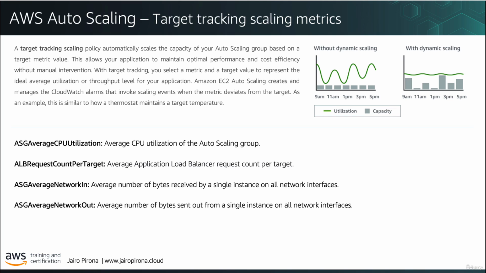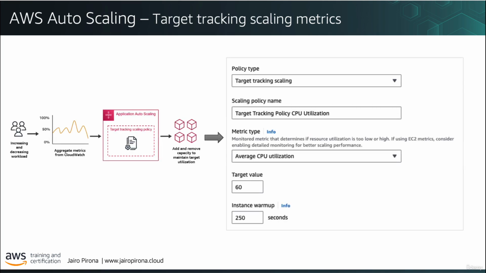So, let's look at an example of this type of policy. In this policy, the metric type is average CPU utilization, and the target value is 60%. As you can see, this policy does not include specific actions to scale in or out. AWS will automatically perform the necessary scaling up and down to keep the group average CPU at 60%. That is, if the CPU is above 60%, AWS will scale out to add more instances, and if the CPU is below 60%, AWS will scale in to remove instances.